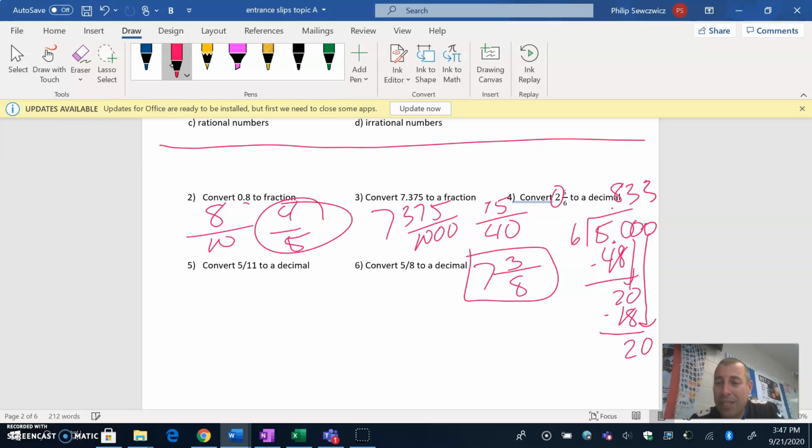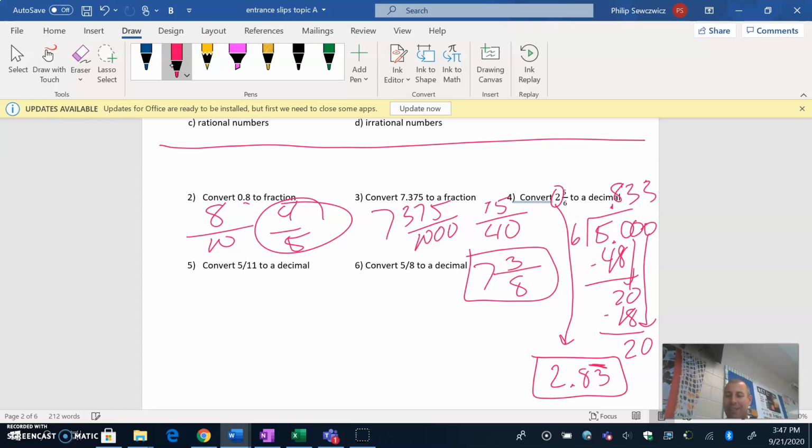It's going to be 3 more times. Okay, so let's clean this up now. All right. So I've got the point, the 8, and the 3. It is a repeating 3, but don't forget about that whole number there. So it's 2. All right, 2 and 83 hundredths with the 3 repeating. All right. Let's go over to question 5.